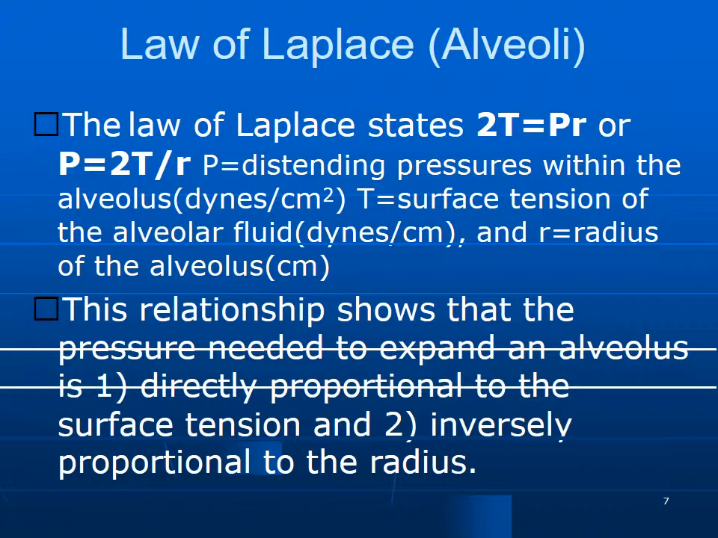Well, let's talk about pressure first. If the radius is small, are you going to need more pressure or less pressure to keep that tension there? As R goes down, P needs to go up. Okay? But at the same time, if R is going down, what's happening to the surface tension of that alveolar fluid? It's going down.